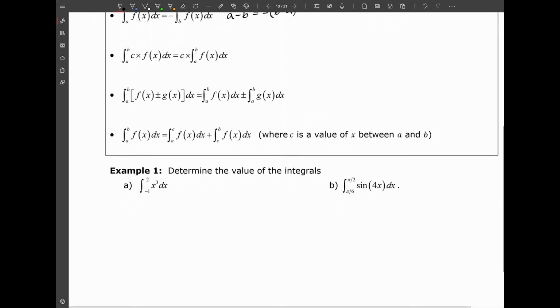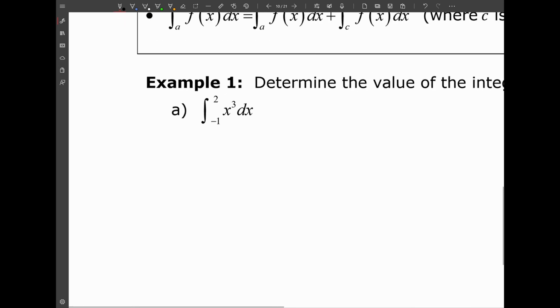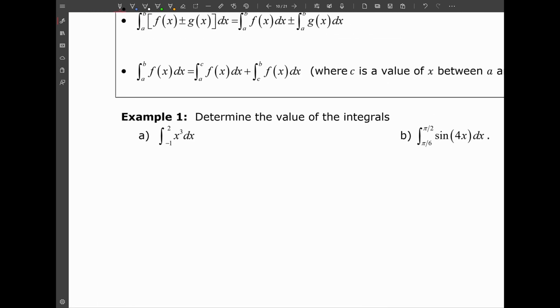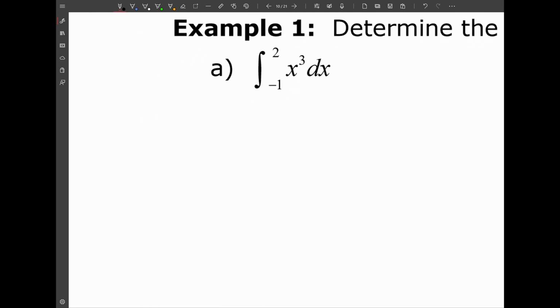All right, let's try some of these. First off, we want to determine the definite integrals of each of these questions. So we've got the definite integral of x cubed with respect to x from -1 to 2.